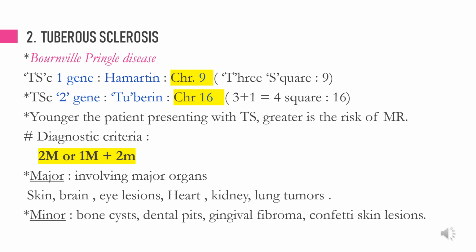In case of major findings, you have to remember that it involves major organs like skin, brain, eye lesions, or heart, kidney, and lung tumors. And in minor there are some minor findings like bone cysts or dental pits, gingival fibroma, confetti skin lesions. They won't ask about the details. You just have to remember the chromosome and the proteins associated with this disorder.